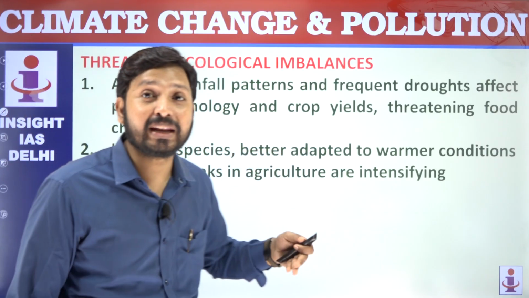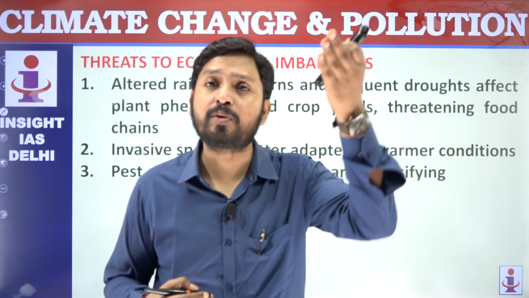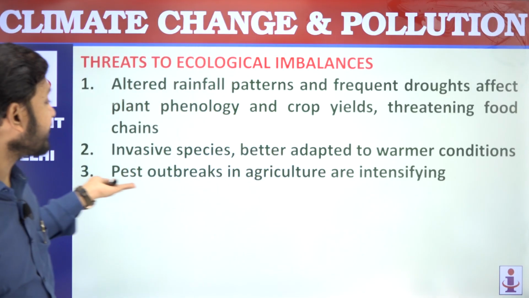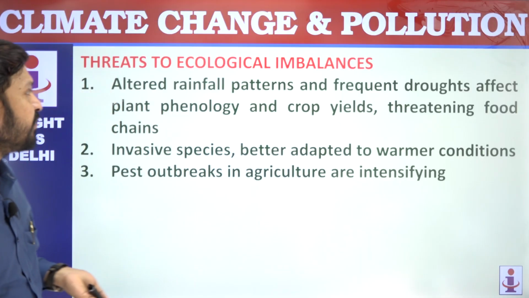And also apart from that, invasive alien species, whatever that are there, they can survive very easily in the warm conditions, and also the pest spread will also increase. Once pests are increasing, agriculture output will be reduced, right? So invasive alien species better adapt to warm conditions, pest outbreaks in agriculture are intensifying, all these things will be there on ecology.